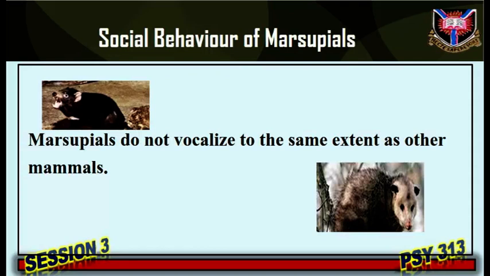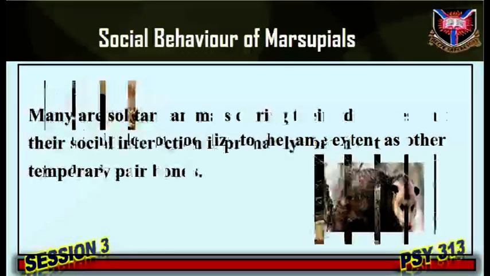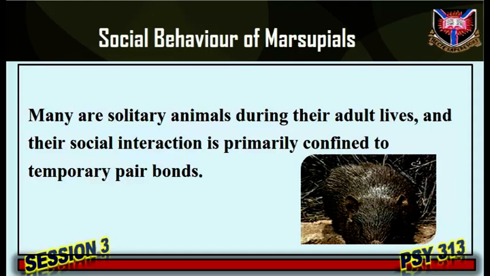Marsupials. The social behavior of marsupials is thought to be generally less complex when compared to those of other placental mammals. Marsupials do not vocalize to the same extent as other mammals, and in most instances, they exhibit limited levels of social organization. Many marsupials are solitary animals during their adult lives, and their social interaction is primarily confined to temporary pair bonds.